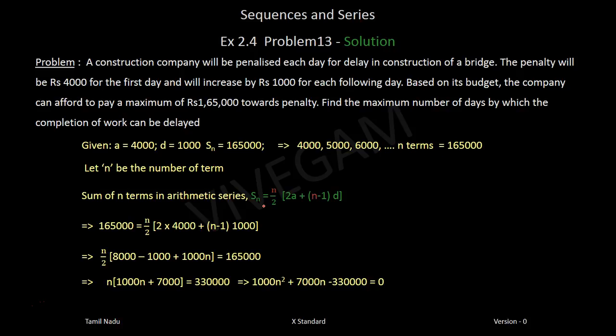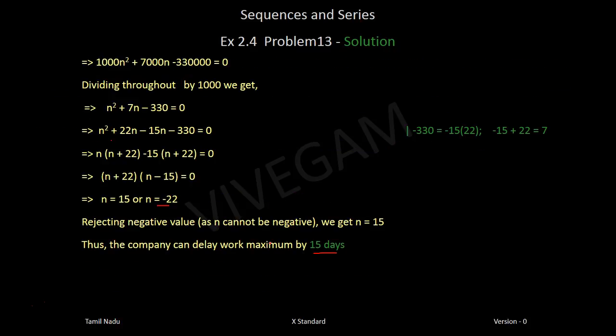So use the formula Sn equal to n by 2 into 2a plus n minus 1 into d. We know everything. A is 4000, D is 1000, Sn is 1,65,000. Substitute all these values and calculate n. You get a quadratic equation, solve it and get the value of n. After solving, you get two values of n. One is positive, one is negative. Reject the negative because n cannot be negative.